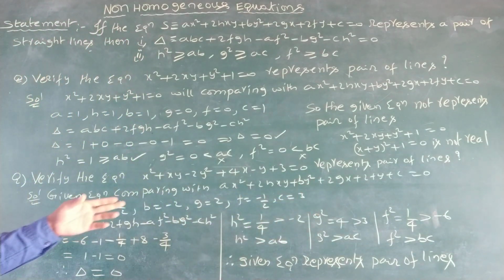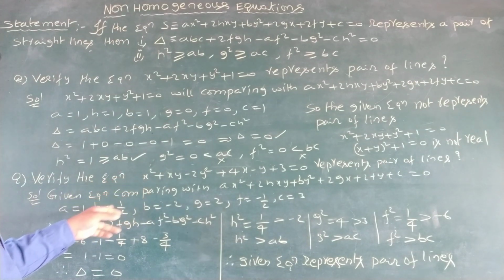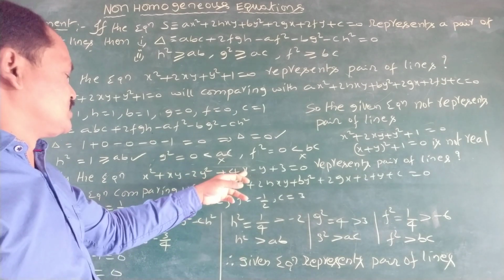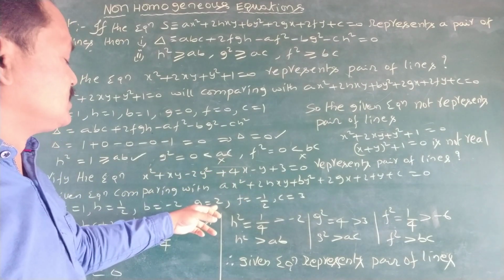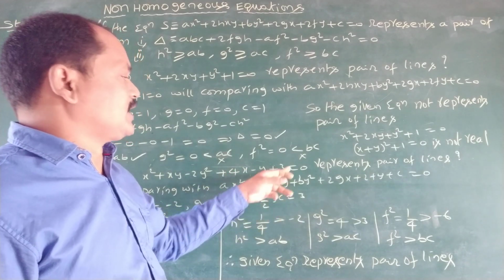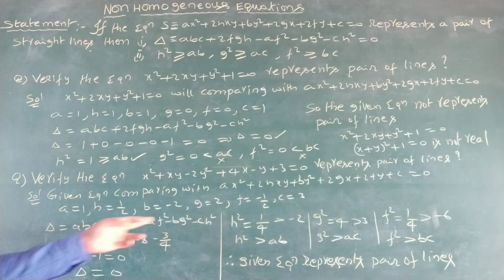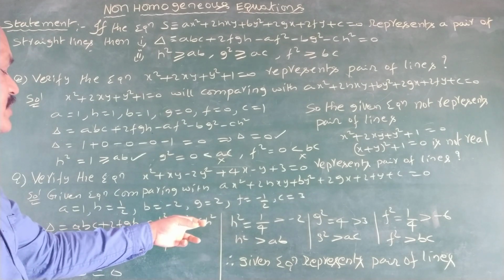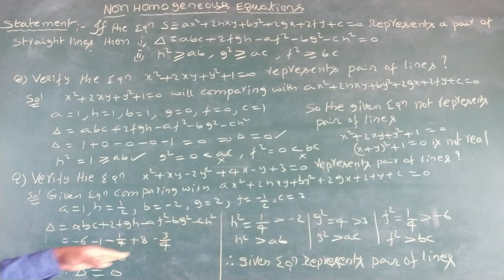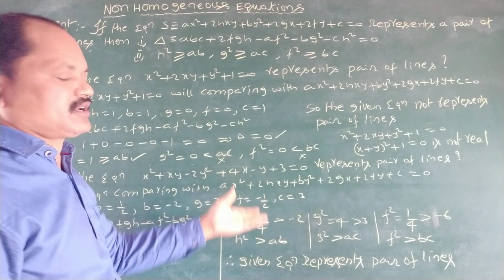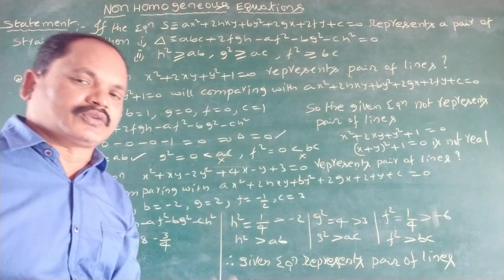Comparing the corresponding coefficients, a is 1, h is half of the coefficient of xy, that is 1 by 2, b is the y square coefficient, minus 2, g is half of the coefficient of x, that is 2, f is half of the coefficient of y, minus 1 by 2, and c is the constant. Now we have to verify delta, the discriminant of the conic: abc plus 2fgh minus af square minus bg square minus ch square. Simplifying, it is 0. So delta is equal to 0. Now we have to verify these conditions. If these conditions are satisfied, then the equation represents a pair of straight lines, otherwise not.